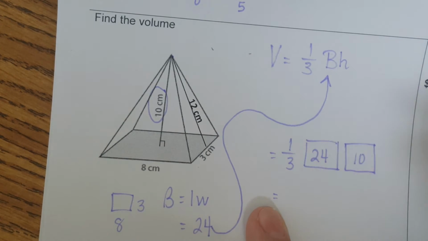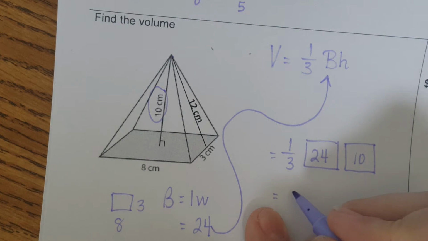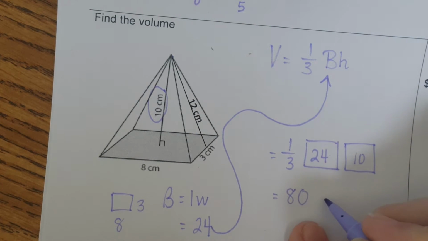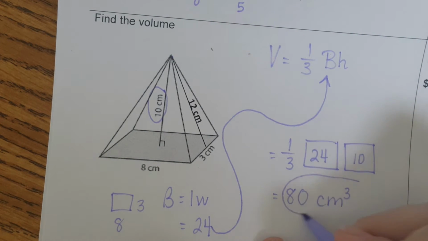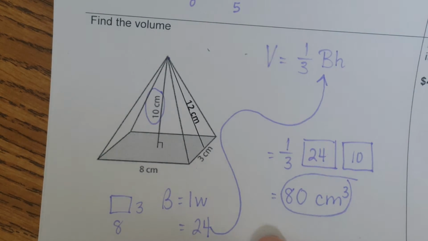And 24 times 10 is 240. If I divide that by 3, I get 80 cubic centimeters. So that's the volume of that pyramid, and that is what you should have had as your answer there. Okay.